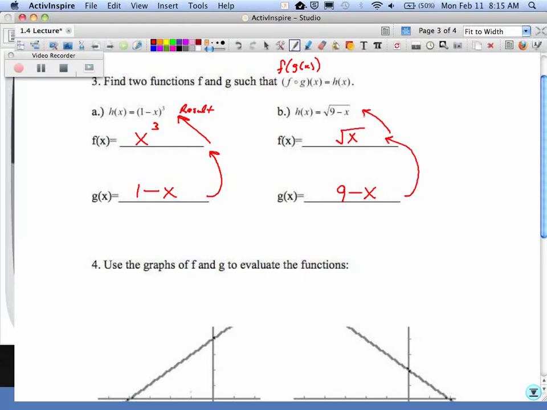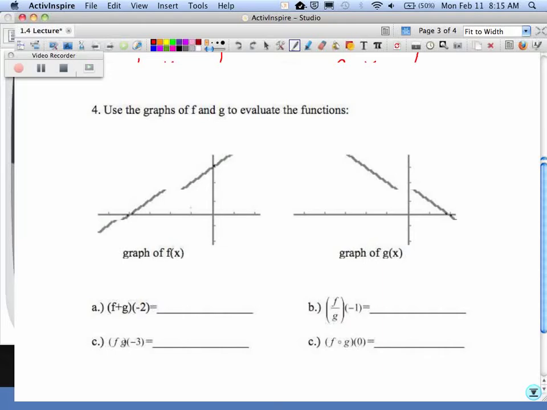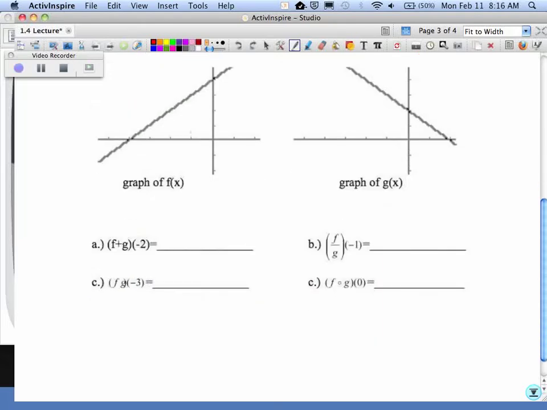So you take a 9 minus x, drop it into the square root of x, and then that will give us 9 minus x under the radical. Good? Good. We've done a couple of these problems back in Algebra 2. We're going to use the graphs to answer these questions down here.